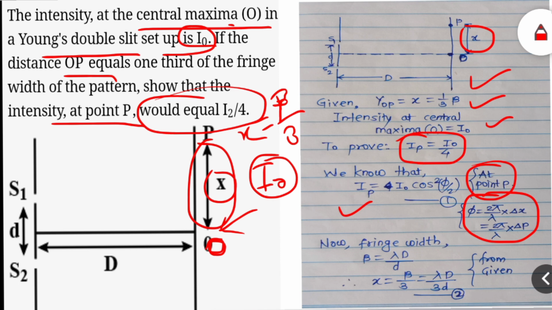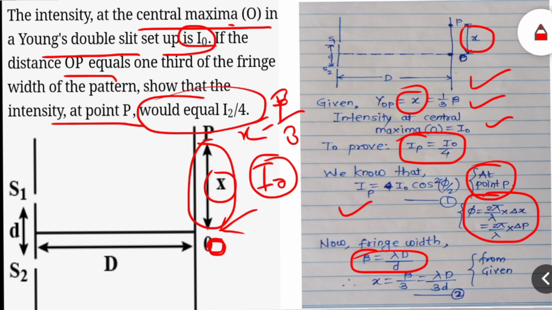I will get the phi after knowing the path difference. So first I will require the path difference, and for finding the path difference I will require the fringe width. So first I will take the help of the fringe width. You can see here the formula of the fringe width for maximum or minimum, that is lambda D upon d. Again, in the question we have been given that this x is beta by 3, or one third of the beta.